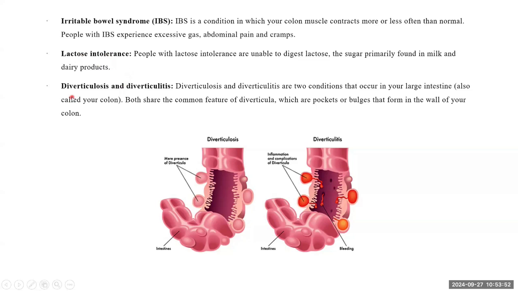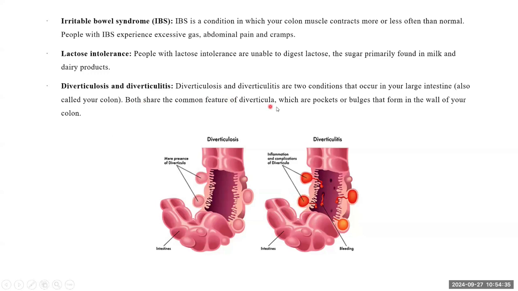The next disease is diverticulosis or diverticulitis. These are two conditions that occur in your large intestine, which we already talked about: ascending colon, transverse colon, descending colon. Both share the common feature of diverticula. Diverticula are different outpouchings or sacs that form on the gut, and that might contain blood vessels. If they stay untreated, they might lead to bleeding inside your intestine, and you might suffer from melena. Melena is basically stools mixed with blood.